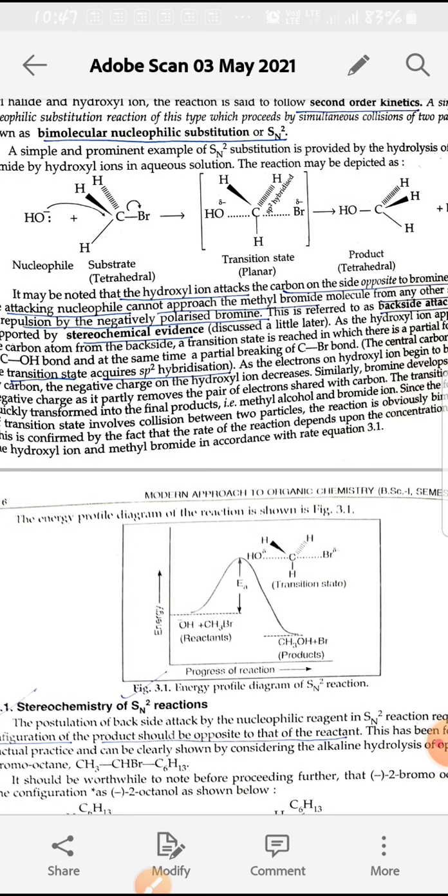The transition state has sp2 hybridization, and there is backside attack of the nucleophile on the tetrahedral carbon atom. Next, there will be product formation, in which OH negative attacks opposite to the direction of Br negative.